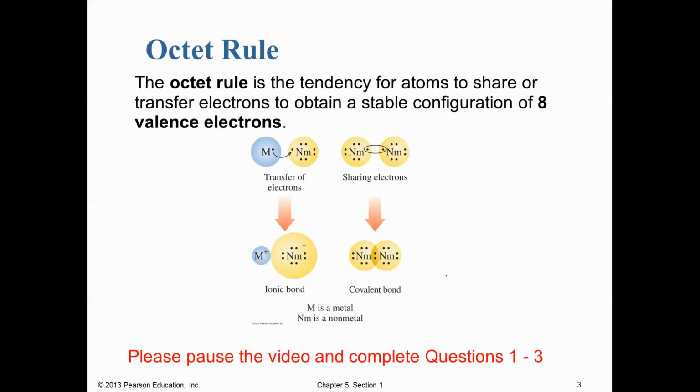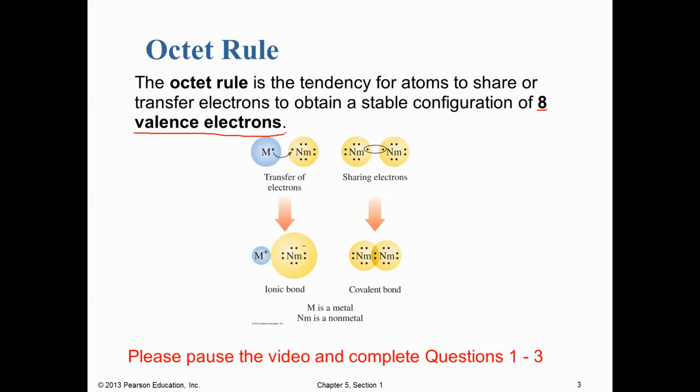We're going to use this idea of valence electrons to talk about the octet rule. The octet rule states that 8 valence electrons is the most stable configuration. In other words, all the elements are going to share or exchange electrons in order to try and match the nearest noble gas, because the noble gases have 8 valence electrons.